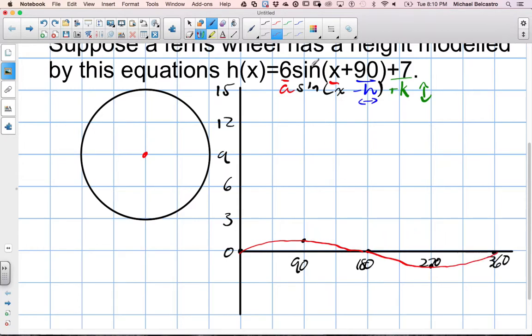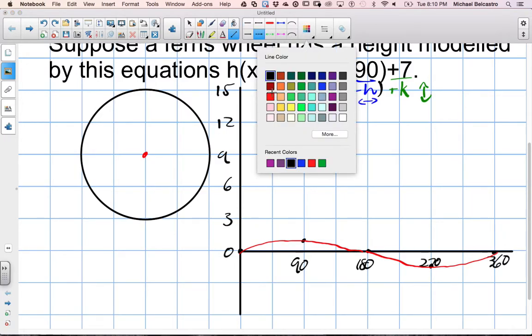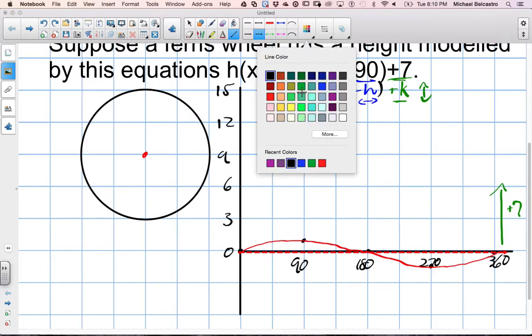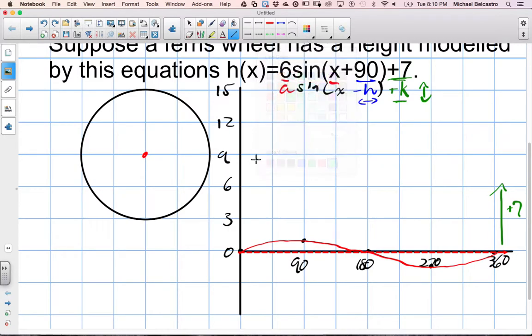The equation of the axis of our normal wave would actually be 0. It runs right through the middle of it. Well, our k value tells us how far to move the equation of the axis. Because it's plus 7, it's telling us to move the equation of the axis up 7 units. So our new equation of the axis, the new middle of this function, should be, I'll do it in green, at positive 7. So that would be about here. So we've now shifted the whole function up.